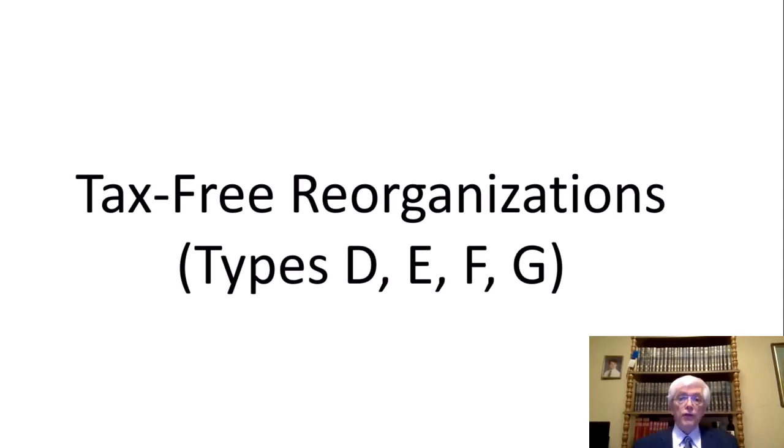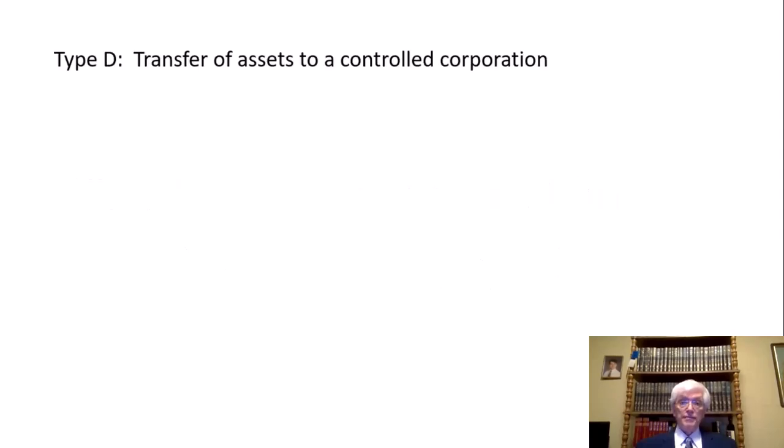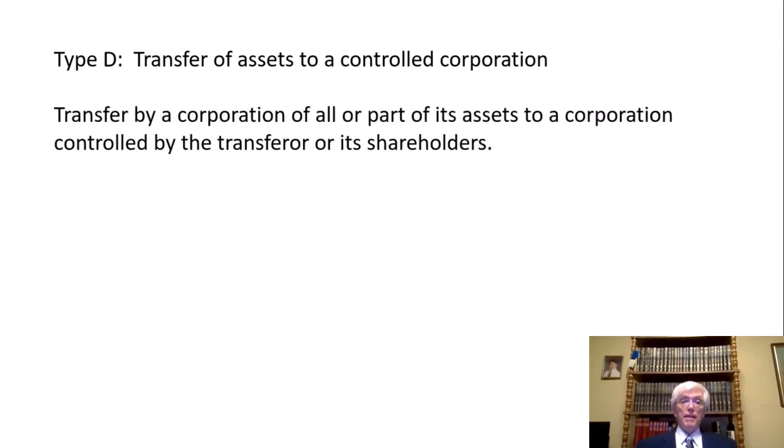Our second video from Chapter 7 continues with our discussion of tax-free reorganizations. Now we're going to look at types D, E, F, and G. The type D is a transfer of assets to a controlled corporation.